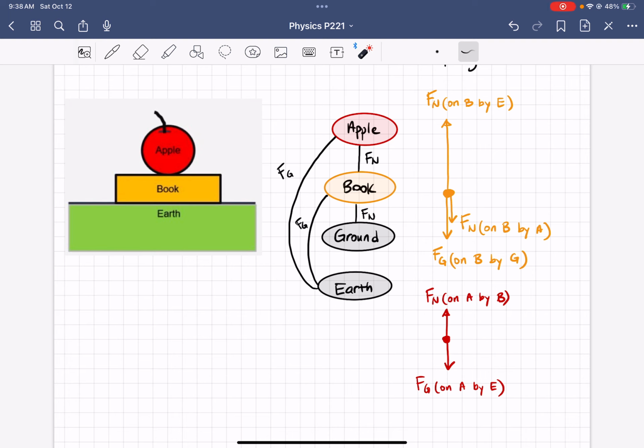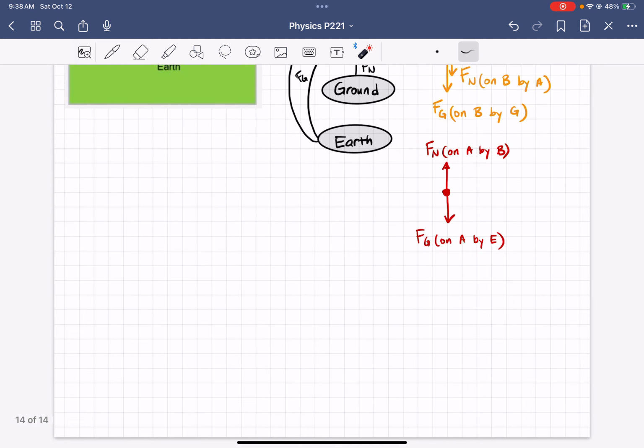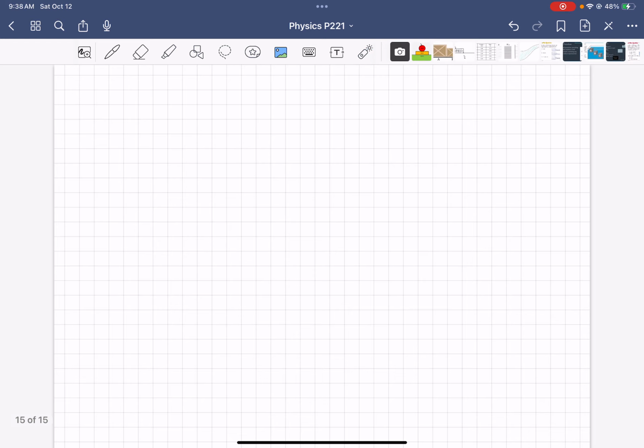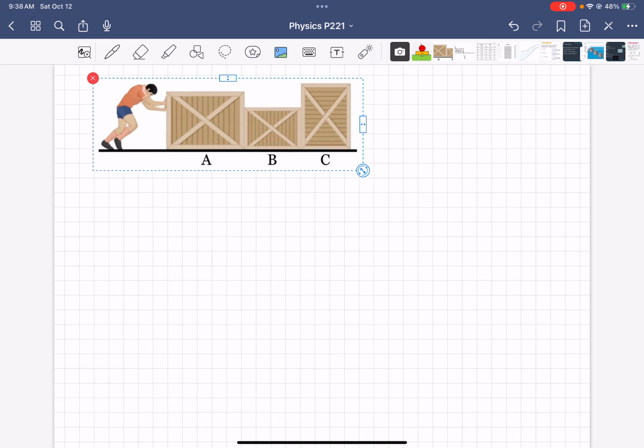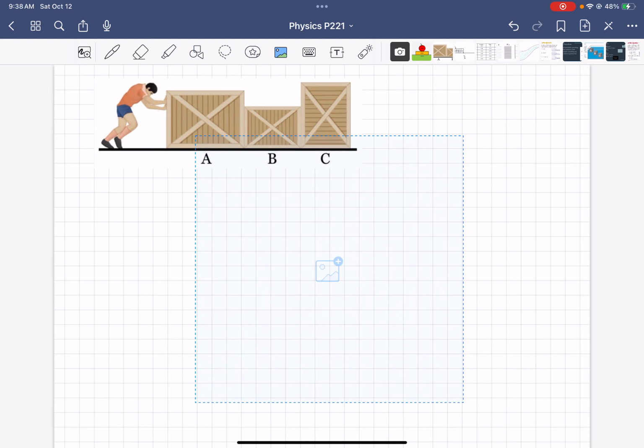Okay, so let's look at one more example and then wrap this video up. If I have a somewhat more complicated situation, let's say a person is pushing 3 crates across the floor, and I want to know what are all of the different forces acting here. So to make a system schema diagram, I've got 3 crates here, A, B, and C. I've got a person who is pushing these crates, and then they're all moving across some sort of floor or surface.